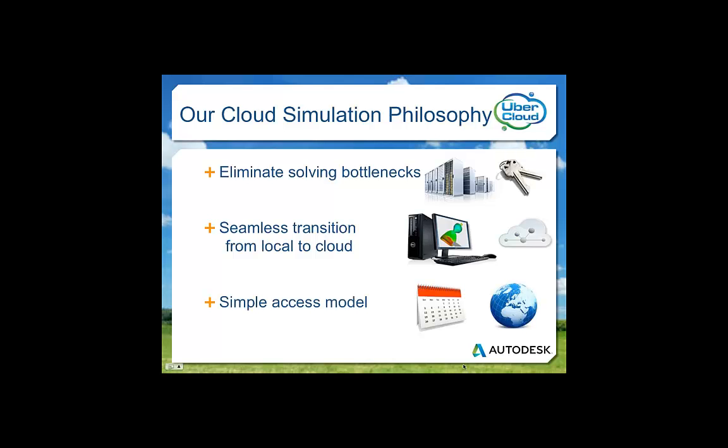And then the third one is we want to make access really simple and predictable. So our plans for these products give you access for a fixed amount of time. You can travel wherever you want and use it as much as you want locally. And then whenever you solve in the cloud, there's just a flat rate for each simulation. And like a phone plan, we give you a certain amount included as part of your plan. And if you need more than that, you can always buy more as you need it.